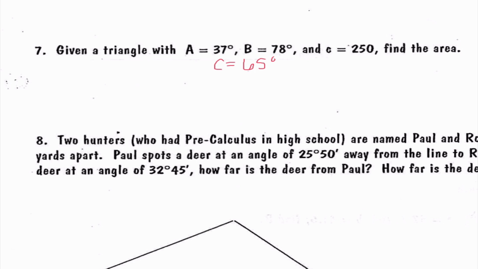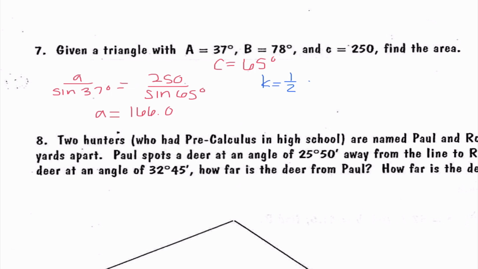And I'm going to go ahead and find side A. If you wanted to find side B instead, that's totally fine, but I'm going to write A over the sine of 37 degrees equals 250 over the sine of 65 degrees. So we're using the law of sines, and when we cross multiply and divide, I get 166.0.